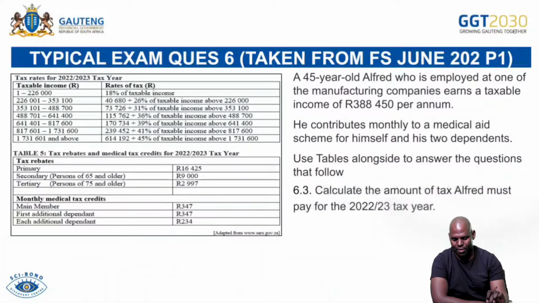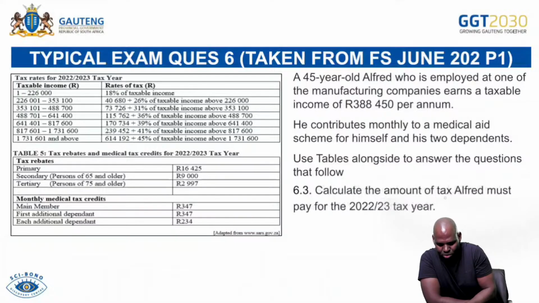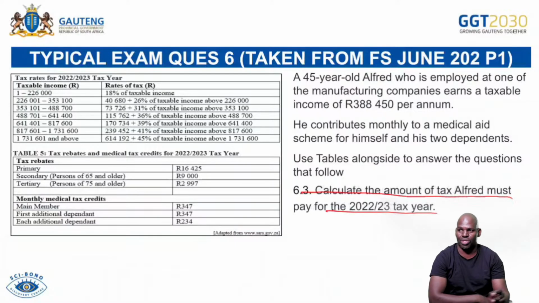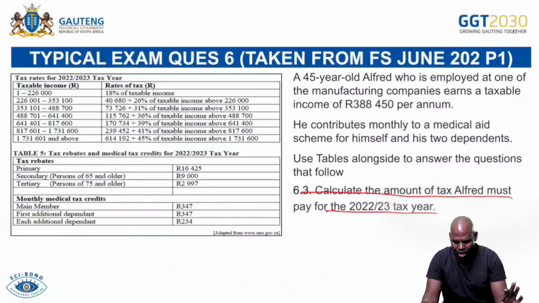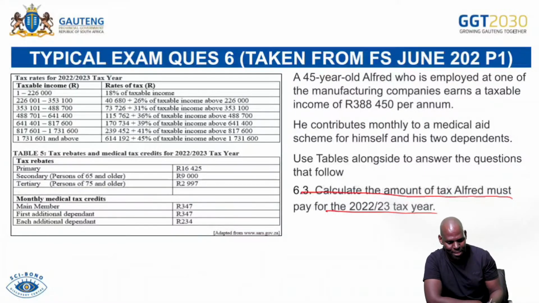Let's see the next question. Calculate the amount of tax Alfred must pay for the 2022-2023 tax year. Now we have to look at the following. Alfred earns 388,450 as taxable income.